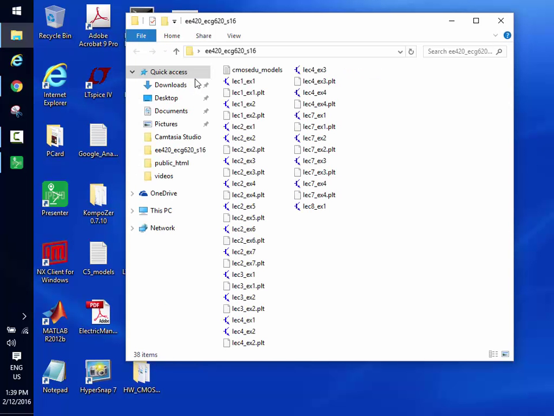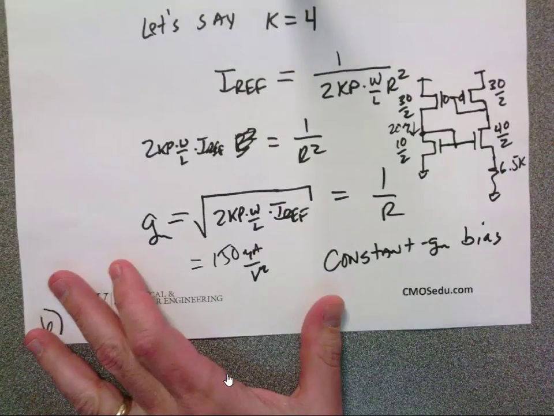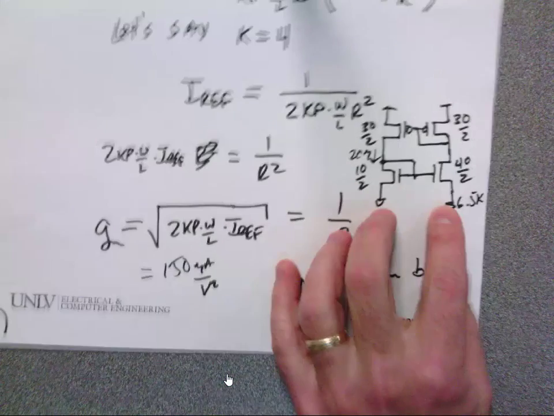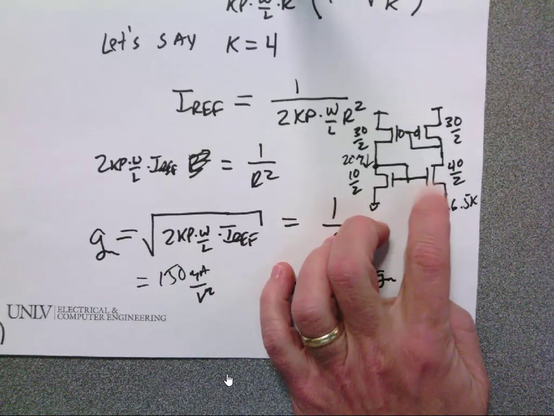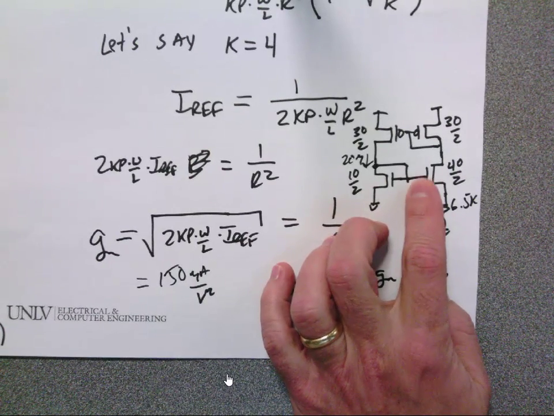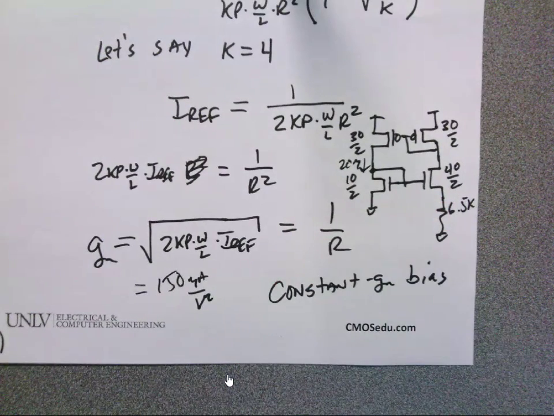I have a question for you. When you have the 1 over R equals GM, R is our channel then? No. R is this R right here. Through R we put in the beta multiplier. So I'm going to go through this now and sim it. We're going to see that it works because this is how we're going to generate our current source, and I'm going to show you how to use it.